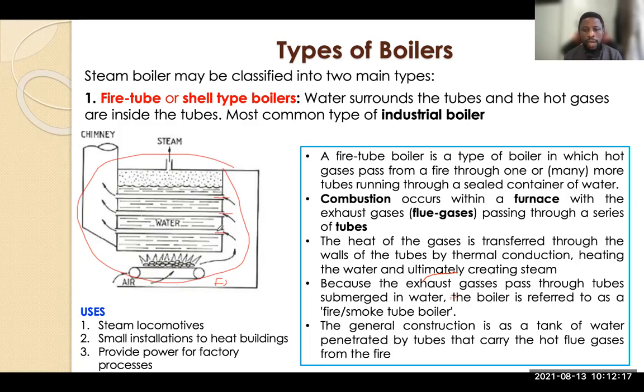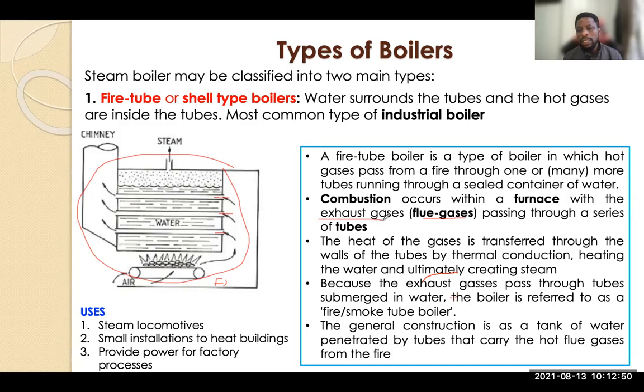Take note of that. I'm emphasizing those because in the next type of boiler, we are going to see a flip. We are going to see something different. So we've got a furnace. The furnace is where the heat is generated. So when the heat is generated in the furnace, there is a release of what we call flue gases or exhaust gases.